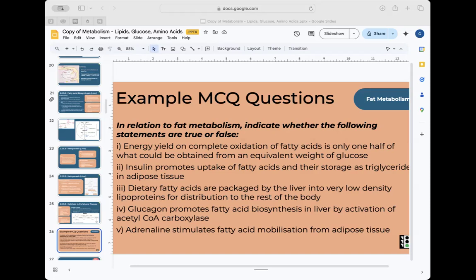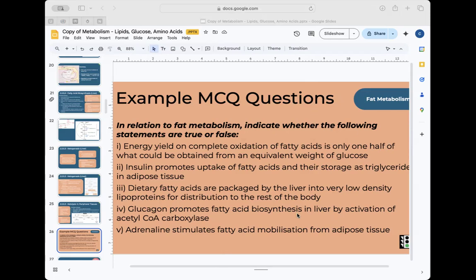Thanks, guys. Well done. Next one: dietary fatty acids are packaged by the liver into very low density lipoproteins for distribution to the rest of the body. So VLDLs. Yeah, perfect. Well done to those of you in the chat. That's false. Dietary fats, and it's been a bit cheeky, are first packaged into chylomicrons by enterocytes in the intestine. And VLDLs are made by the liver.